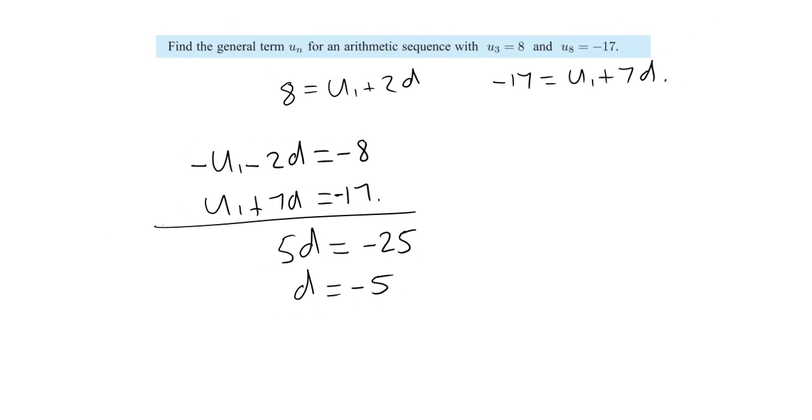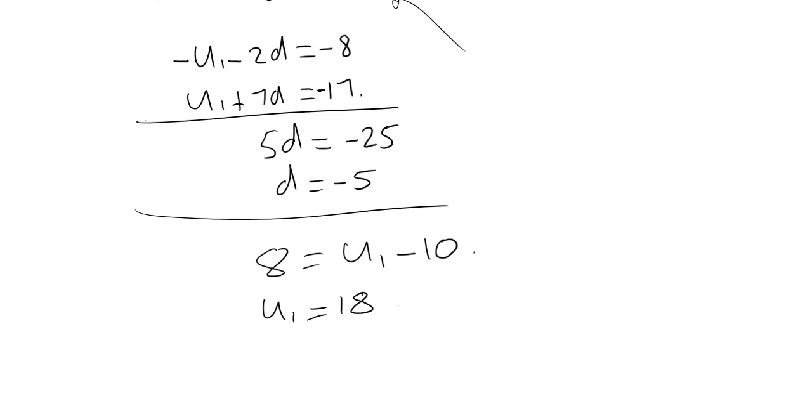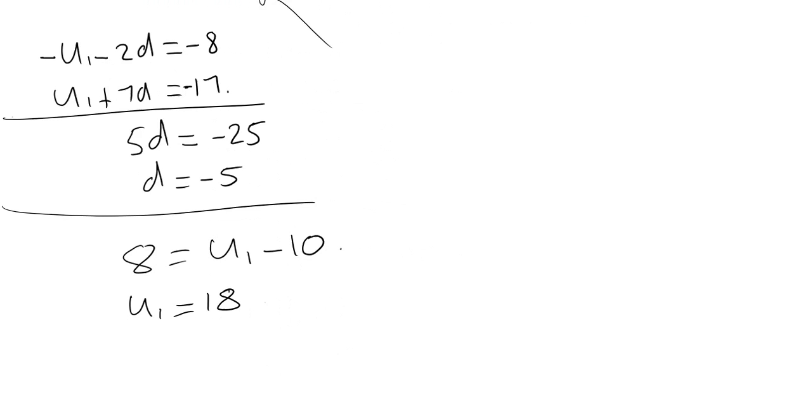So we're halfway there. We've found d. So now what I can do is pop that into one of these equations to help me solve. So maybe I'll pop it into this equation here. So 8 is equal to u1 minus 10, because now we know that d is negative 5. 2 times negative 5 is negative 10. So this is going to find that u1 is equal to 18 if I add 10 to both sides, and we are pretty much there. We found those two components.